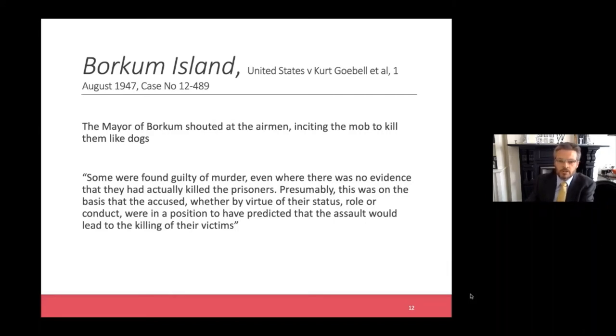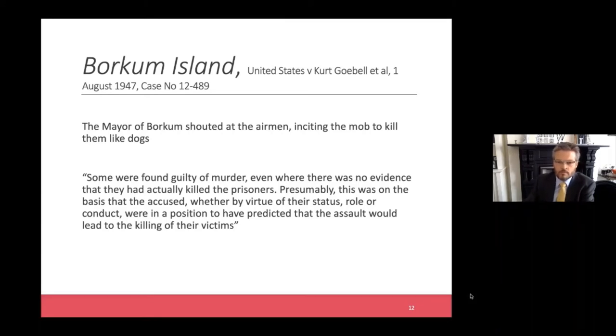The prosecutor put his case on the basis that all the participants shared the same criminal intent, namely to commit murder. Again, no judge advocate stated the law applied by the court or explained the verdicts. Some defendants were convicted of both participating in the killing of the airmen and participating in assaults upon the airmen, others only of participating in the assaults.